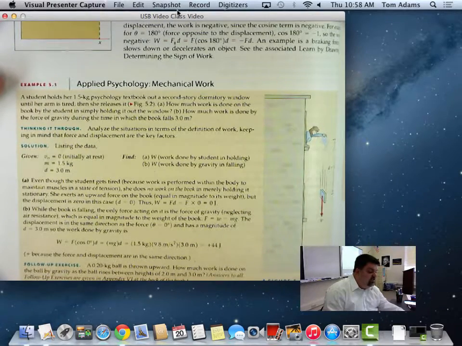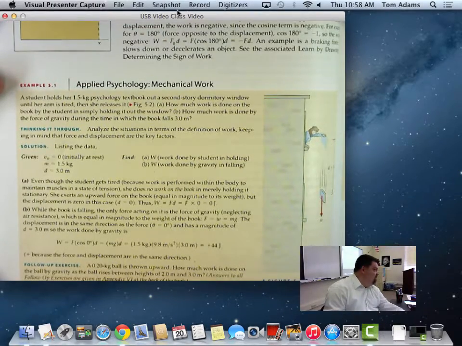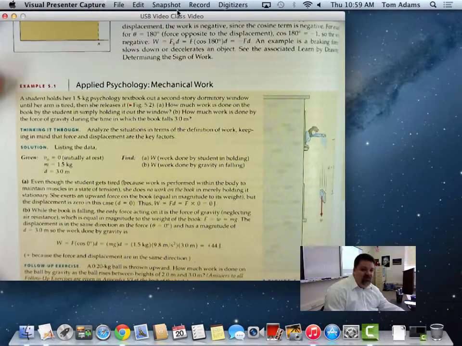Then she releases the textbook. So she's throwing her books out the window. No, I realize that my classroom is on the second floor, and no, it's not an experiment. We're not doing a lab.